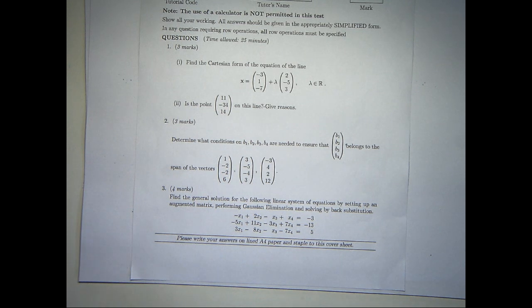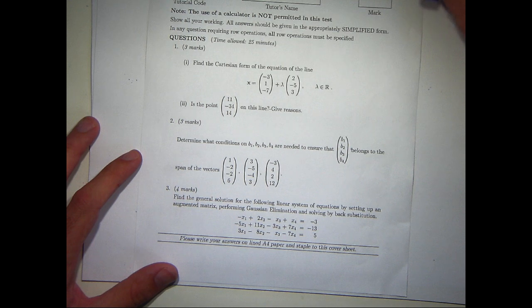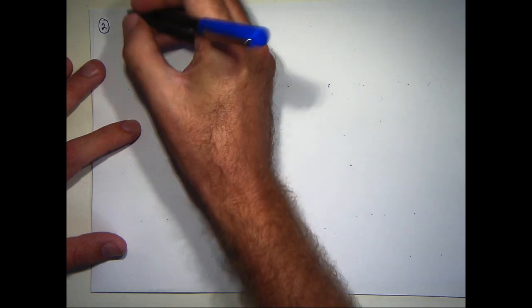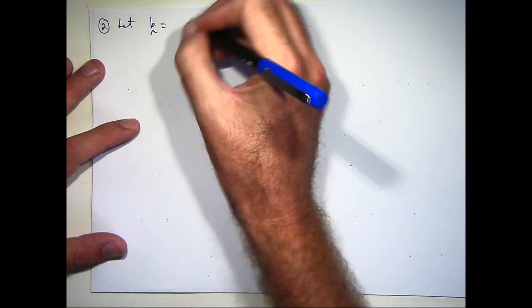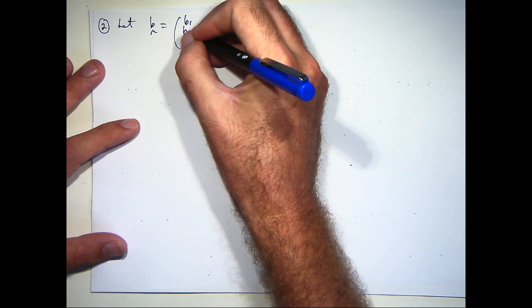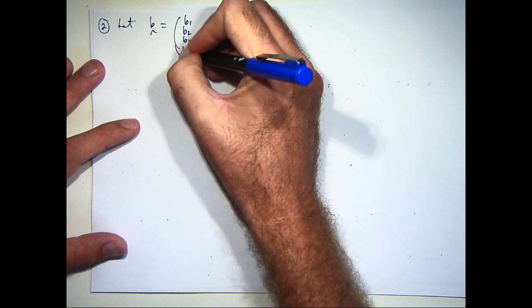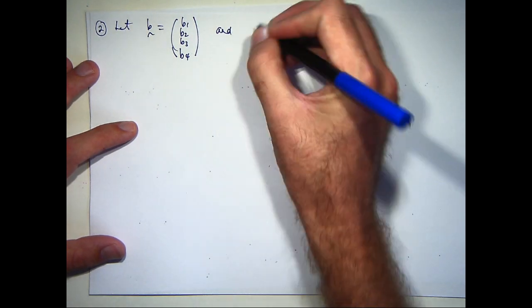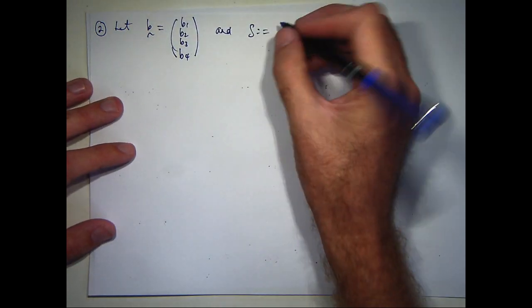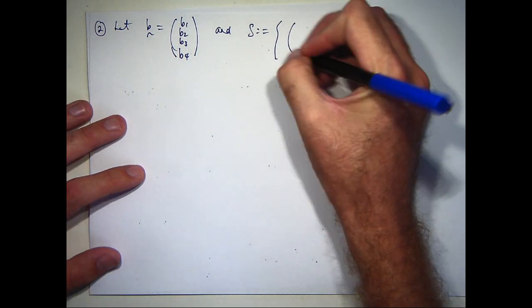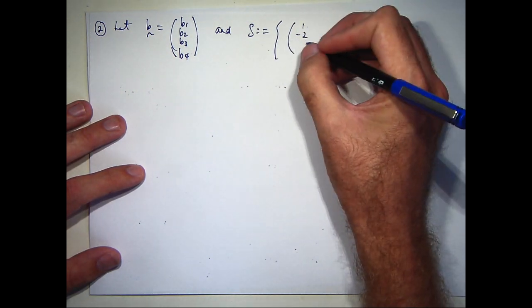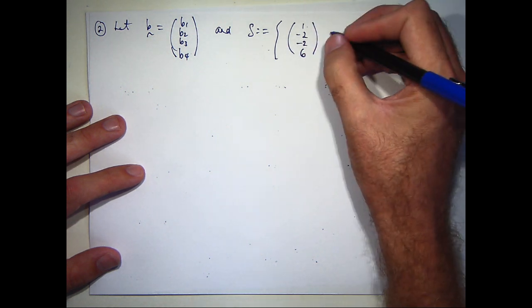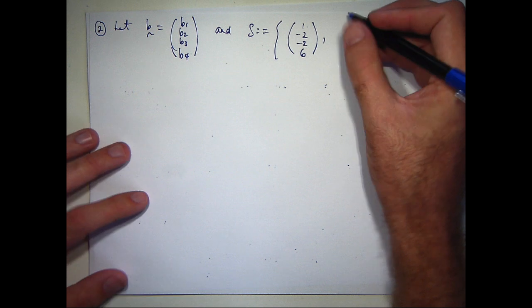So let me write this down, and we'll see how we solve the problem. Just to simplify some of the notation, I'm going to let boldface b be this vector here, and we're going to let S be the set of these 3 vectors here. Now you probably don't have to write all this down, but what I'm writing now is designed to help you understand what we mean by the span of a set of vectors.